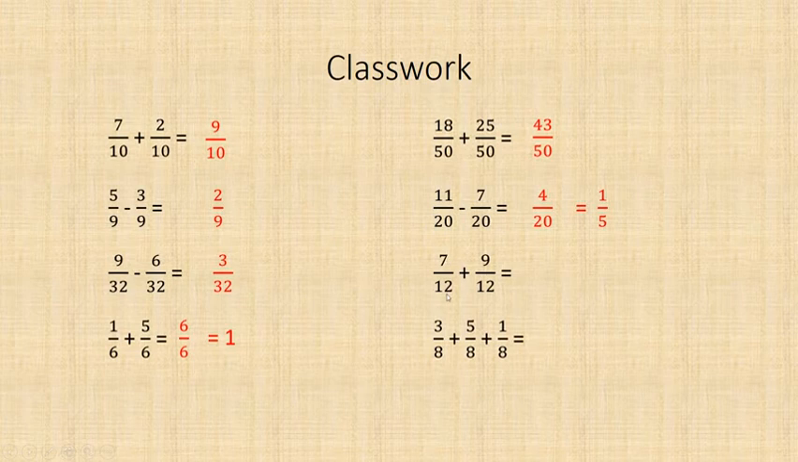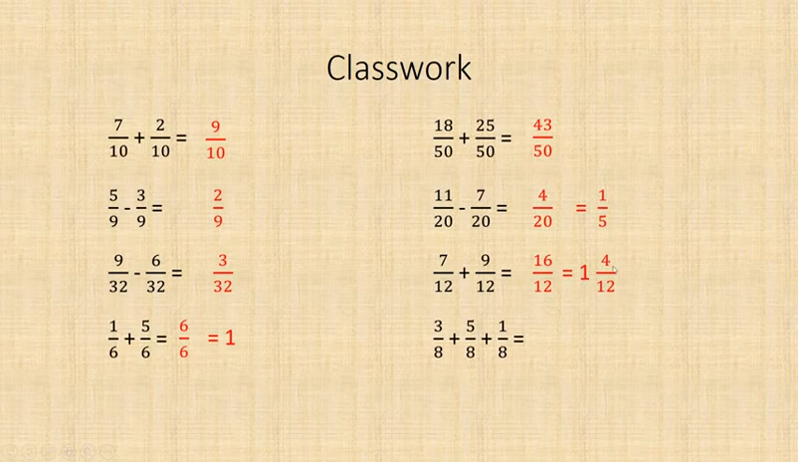Okay, 7 over 12 plus 9 over 12. Again, the same denominators, so add the numerators, which is going to be 16, and the denominator stays the same, so it's 16 over 12. But again, this is an improper fraction. I have to change it into a mixed number. So I will just do the division, so it's going to be 1 and 4 over 12.